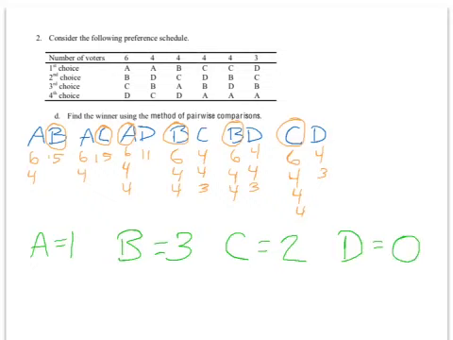So, whoever won the most head-to-head matchups is the winner of the pairwise comparisons method, so that is B.